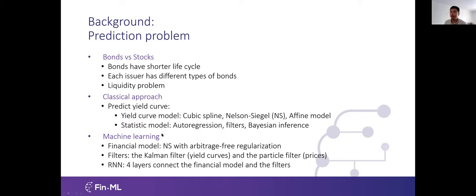And here we are going to combine these financial models with machine learning. In the financial model, we'll introduce the Nelson-Siegel term structure with arbitrage-free regularization, and we use filters to do the prediction. Here we're going to introduce a Kalman filter to predict the yield curve and a particle filter to predict the bond prices. Now we will introduce how to connect the financial model and the filters using an RNN. In our model, we have four layers connecting the model and the filters.